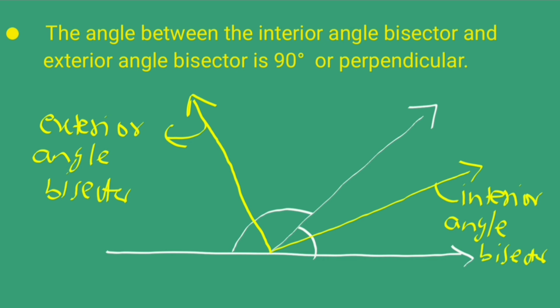Now the condition is that the angle between this interior angle bisector and exterior angle bisector is 90 degrees. 90 degrees means both are perpendicular to each other. Okay, this is the condition.